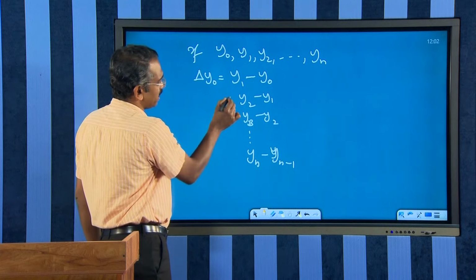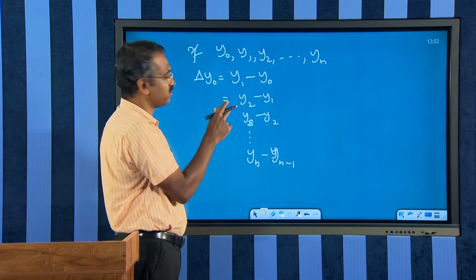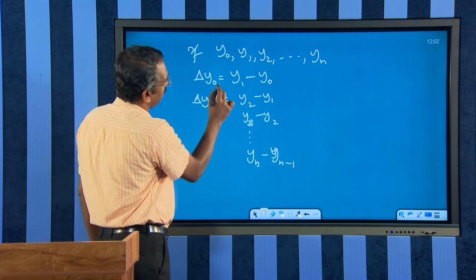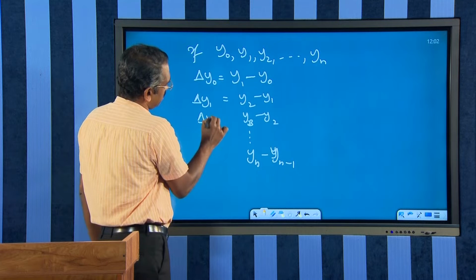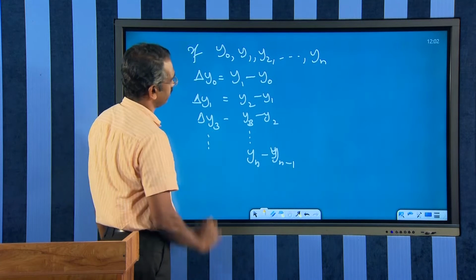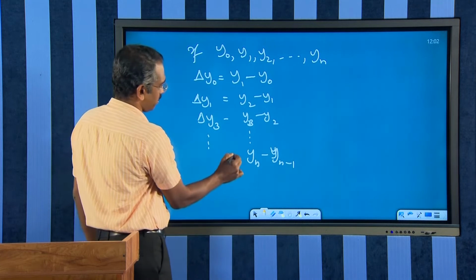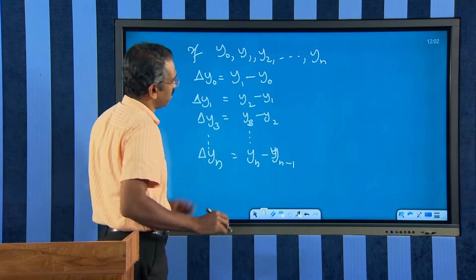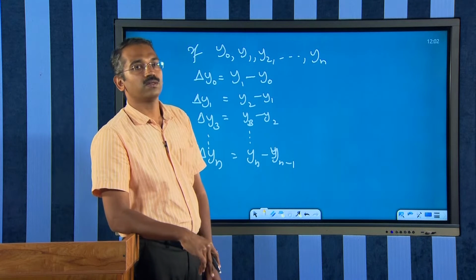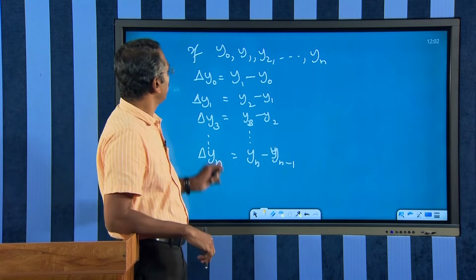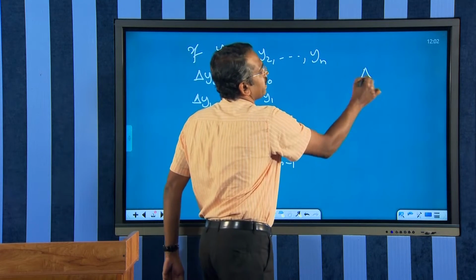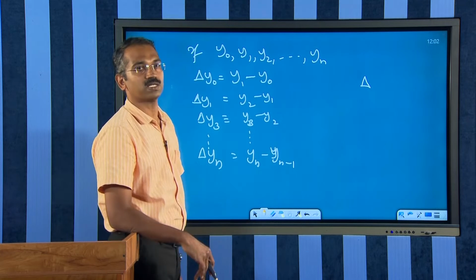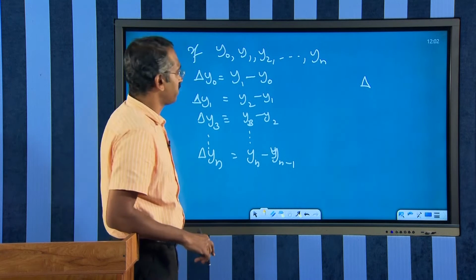The second difference is denoted by delta y1, the third one is delta y2, and so on. The last one is denoted by delta yn minus 1. These are called the first forward differences. Here delta is the forward difference operator. Delta is known as the forward difference operator.